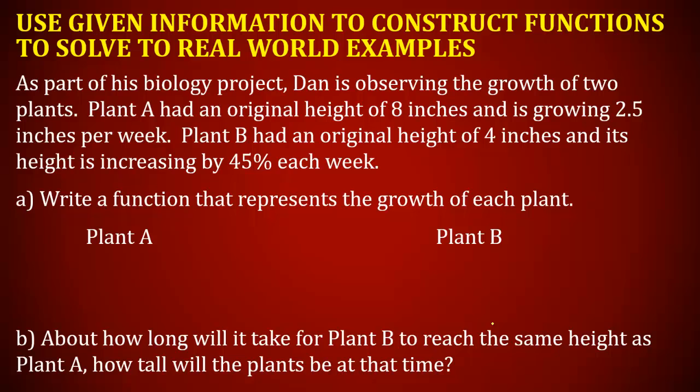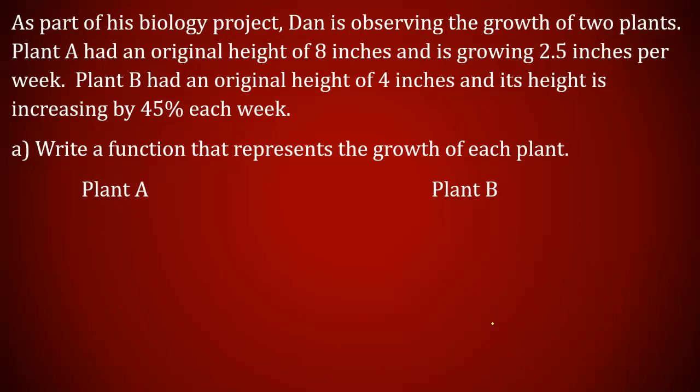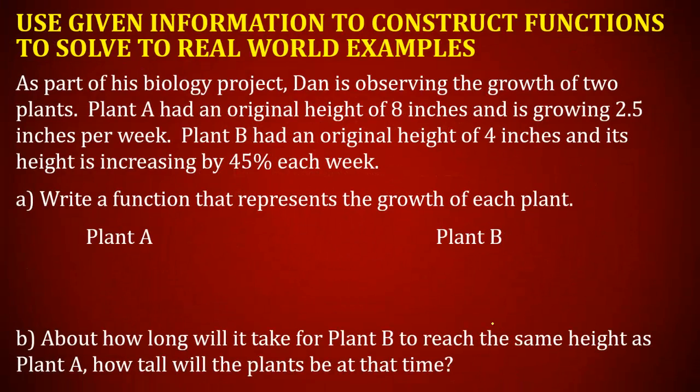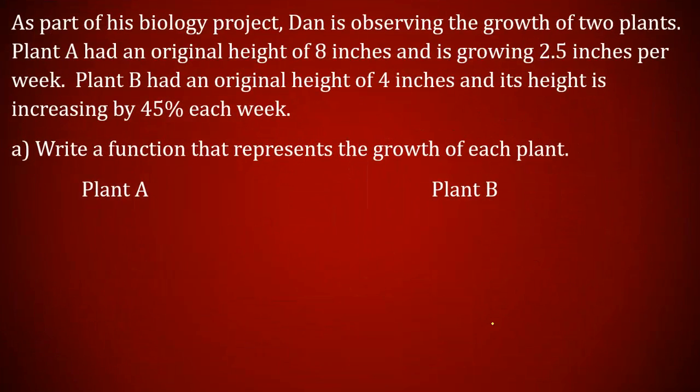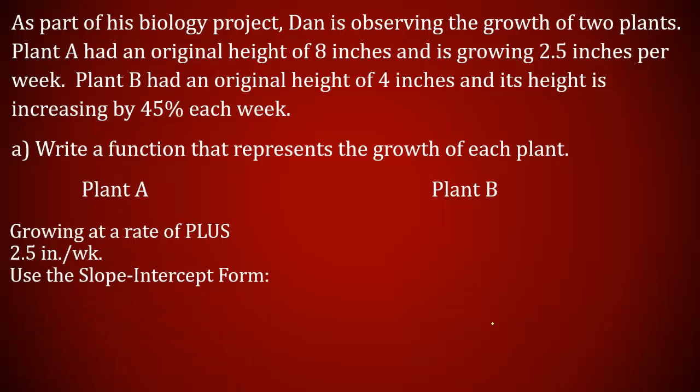If you look at just part A, because if we go back, there's a part B too, about how long will it take for plant B to reach the same height as plant A, and how tall will the plants be at that time. So let's focus on the first part, writing the function. Plant A is growing at a rate of plus 2.5 inches per week, meaning every week we add 2.5 inches. That tells us that it's linear, so we're going to use slope-intercept form.